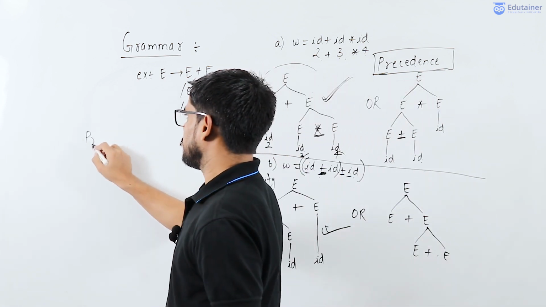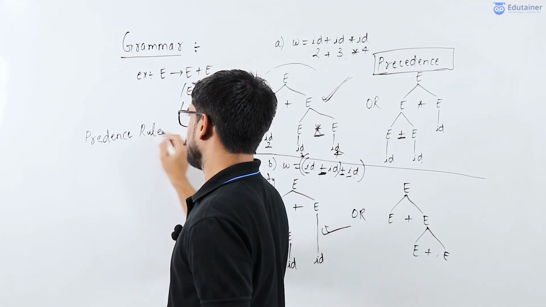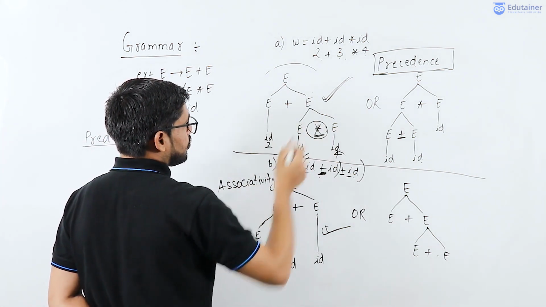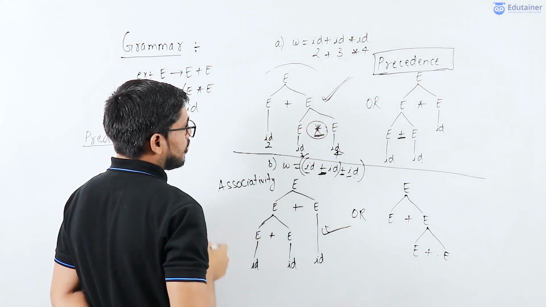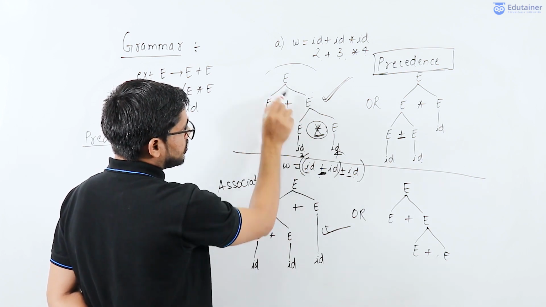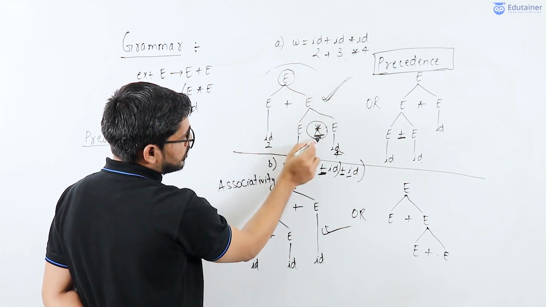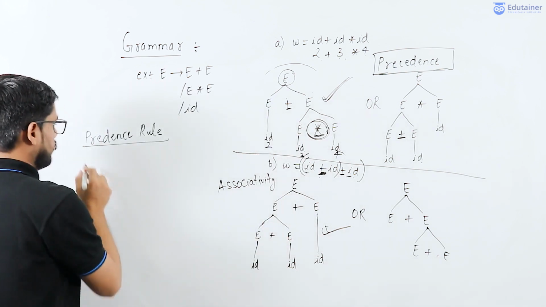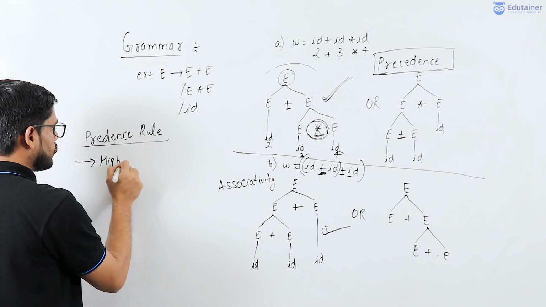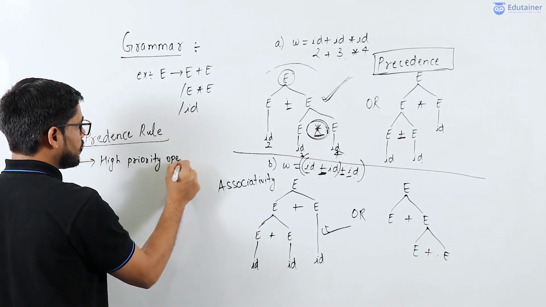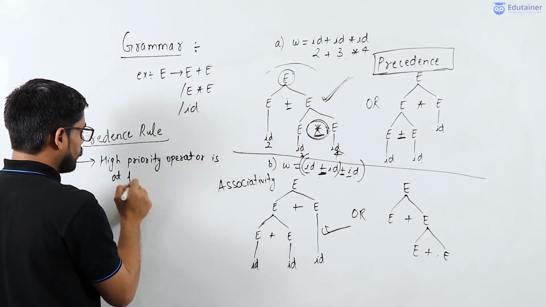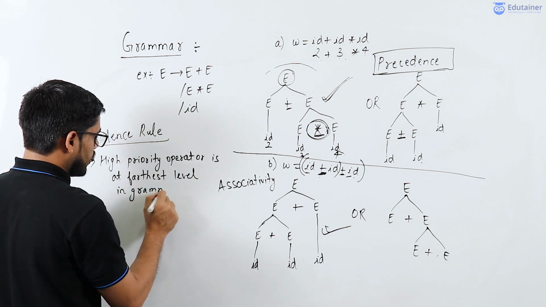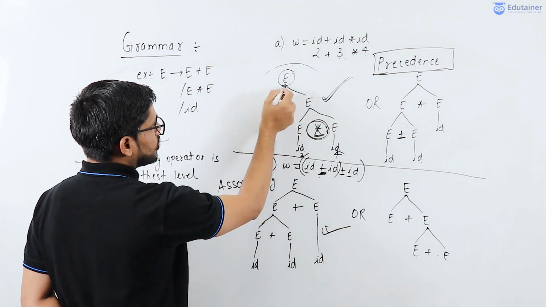First, the precedence rule. What is the precedence rule? The precedence rule is used to resolve the priority problem in any ambiguous grammar. It says that the highest priority operator is evaluated first, and if it is evaluated first, then it will be farthest from the start symbol. The start symbol is E, and here star is farthest from the start symbol and plus is closest to it. So a high priority operator is at the farthest level in the grammar, and the lowest priority operator is closest to the start symbol.